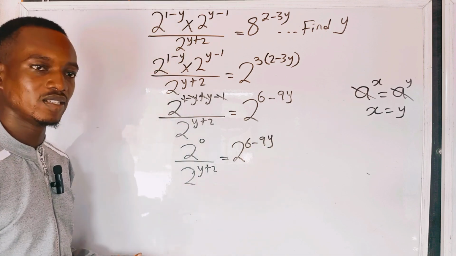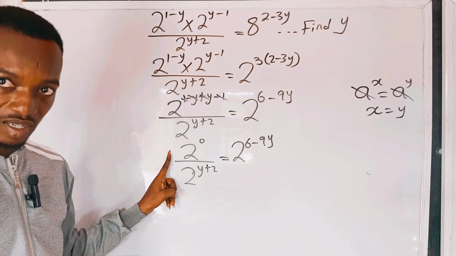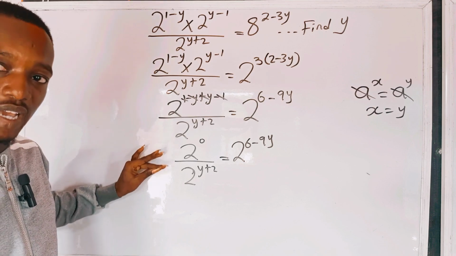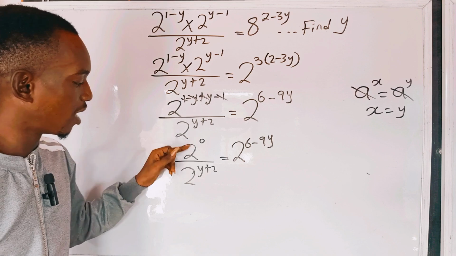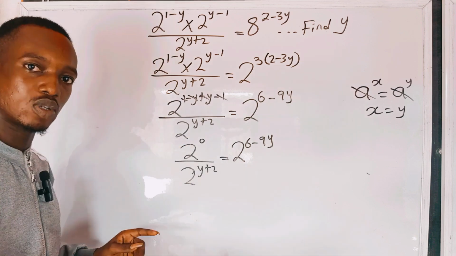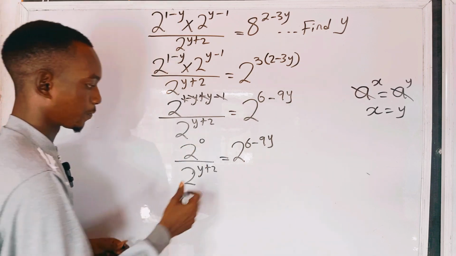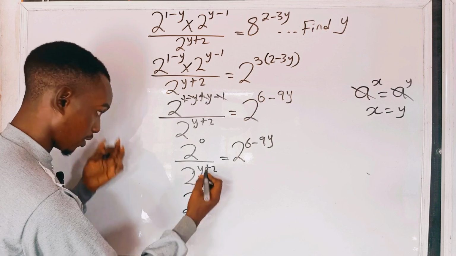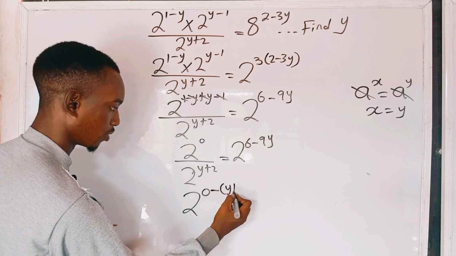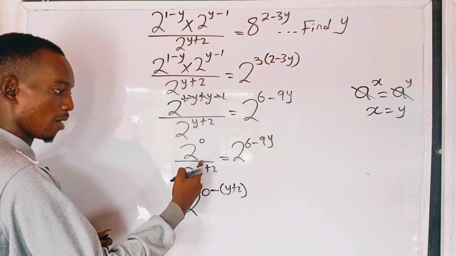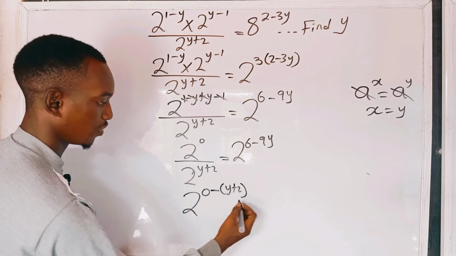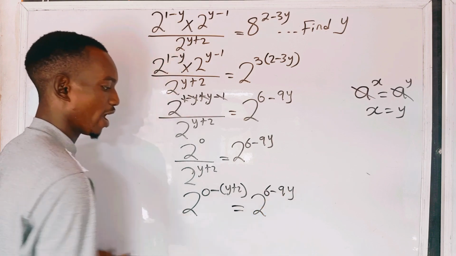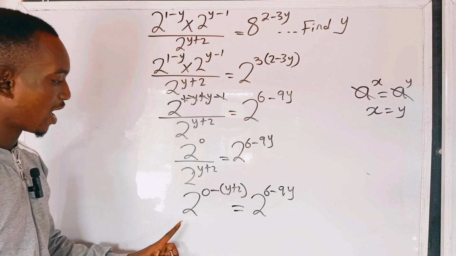Yes, we are almost there. Don't forget, we need just one base here, okay? What do we now do here? We have to simplify this fraction, join it together. Don't forget, when we are dividing like this, they have the same base. We're going to subtract the power. So this one will give us 2 to the power of 0 minus everything here. Let's put the bracket because of the subtraction, please. That's 0 minus everything here. Okay, law of indices will give us 2 to the power of 6 minus 9y. Yes. Now we have just one base.